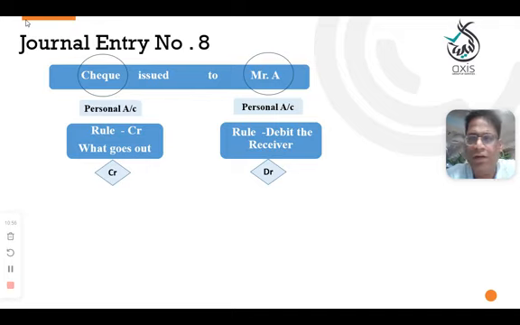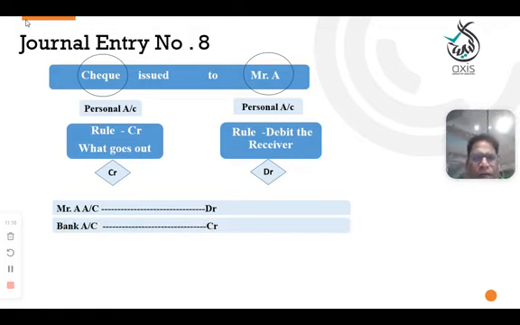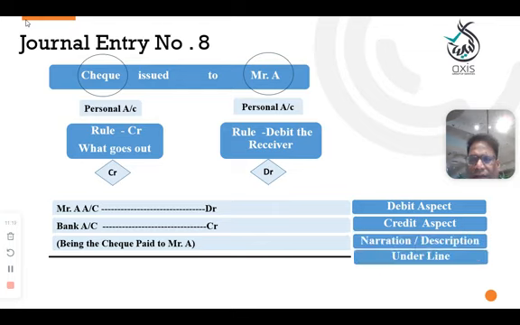Maybe by mistake, our presenter recorded it. Okay. So Mr. A account debit. Mr. A is the receiver, and bank is the giver. Bank account credit, being check paid to Mr. A. Okay, so debit aspect, credit aspect, narration, description, and underline. Any doubt on this transaction? Simply we are applying the rules and we are getting the answer.